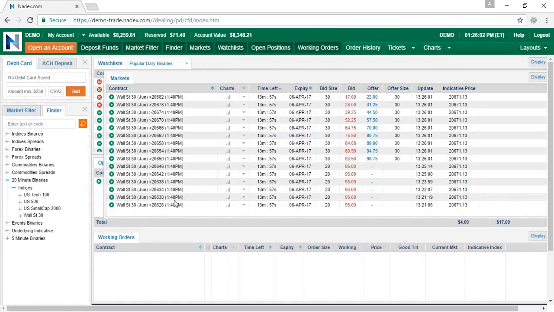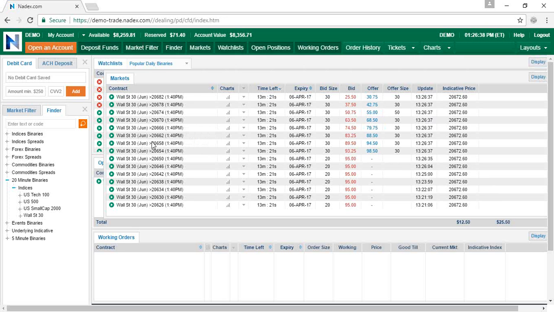Because you have to choose the right binary strike. And yes, Sharon, exactly. Wise choice of strike is essential. Because what are we saying here? This strike right here is 20,670. So we're saying that the market will expire above 670. Well, where is it right now? Where's the indicative? It's at 672. So it's already above this strike price, right?